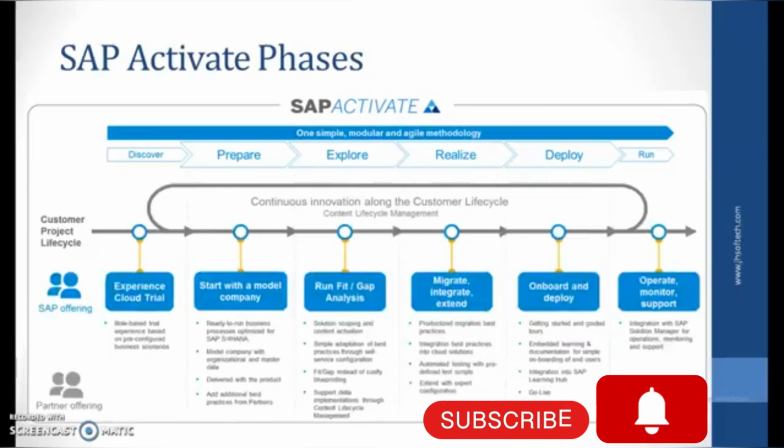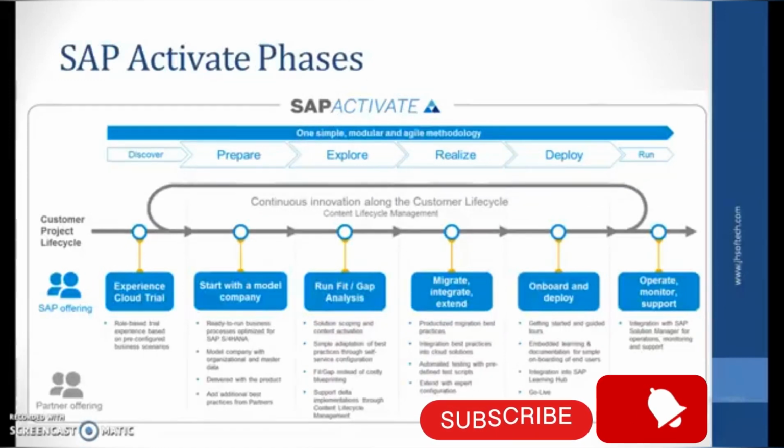Now these are the phases of the Activate methodology in a snapshot. The basic phases are prepare, explore, realize, and deploy, but it is also equally important for us to focus a bit on the discover and run phases as well. We have various activities that we are going to do in these various phases of the Activate methodology.